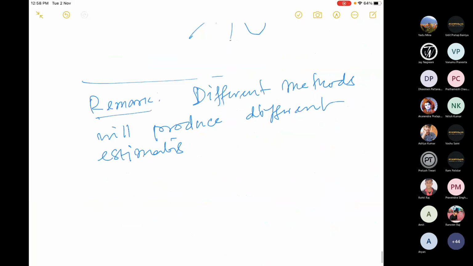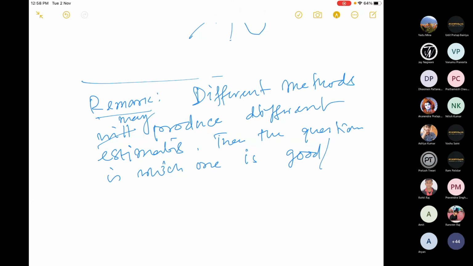So different methods may produce different estimators. Not will, but may produce different estimators, and they may also produce the same. Then the question is, which one is good or which one is bad? This is the first remark.